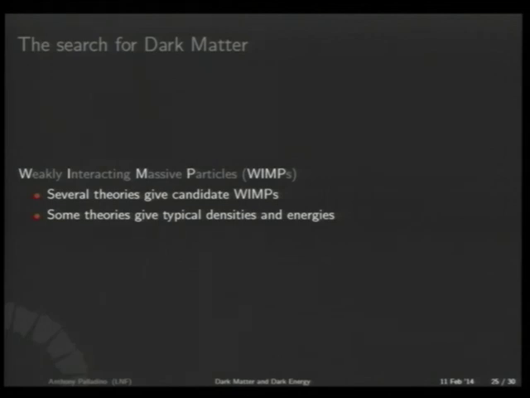So we are now on the search for dark matter using several experiments that are tuned to detect what these other theories predict the particles could be. So some theories give typical densities and energies, and so we can gear our experiments towards the search for these weakly interacting massive particles. It doesn't mean that they interact via the weak force that was mentioned in the previous talk. It's just that the strength of the interaction is very small.